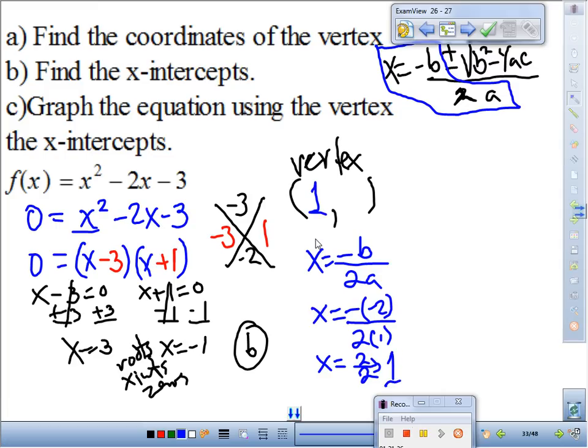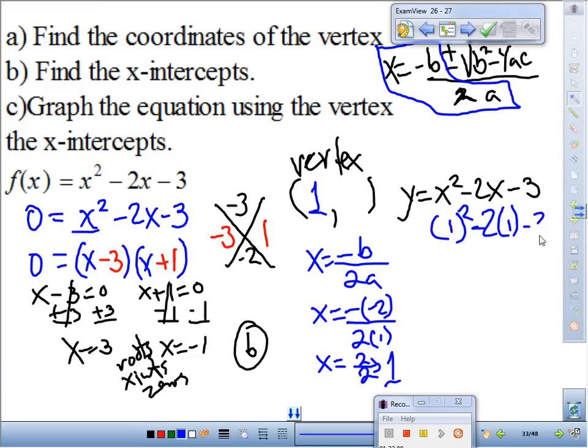There it is. How about to find the y value? Right. Remember that we substitute that in here. But this f of x becomes a what? A y, yes. So therefore, let me write that over here. Because it's interchangeable. Remember, from function, we can write it as y equals x squared minus 2x minus 3. But instead of x, I'm going to substitute what? Very good. 1 squared minus 2 times 1 minus 3. And that's going to give me my y value.